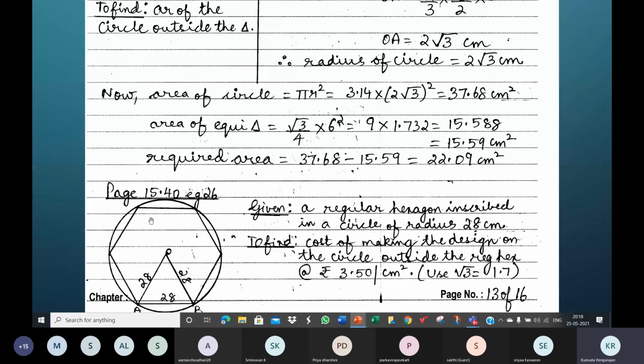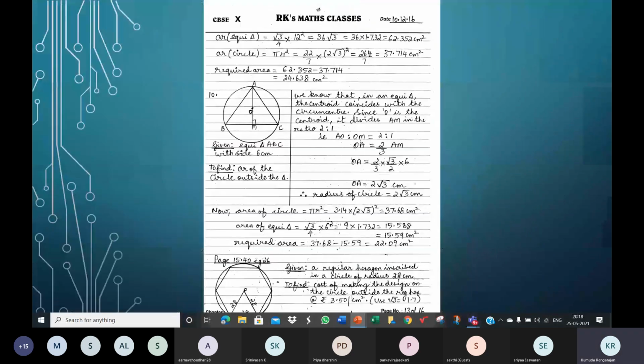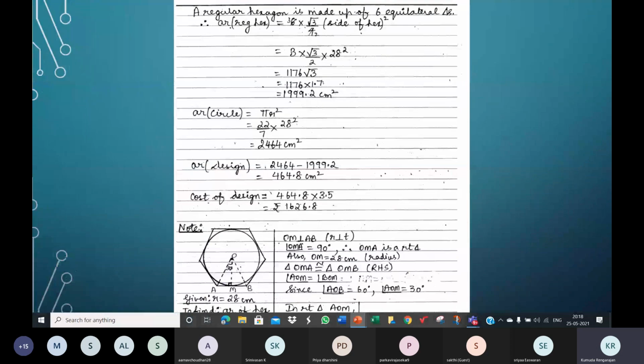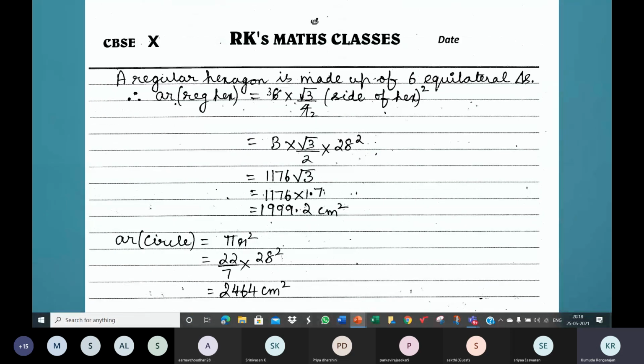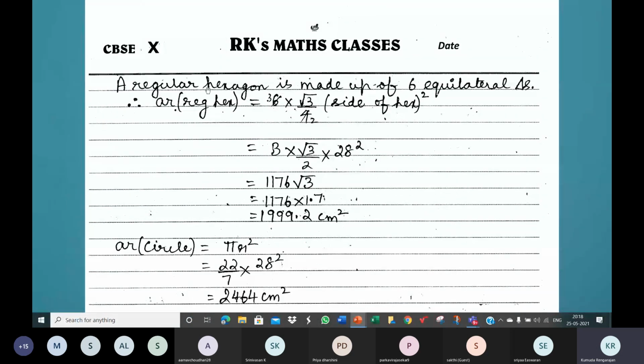So, to find the formula for the area of a regular hexagon. See here, a regular hexagon is made up of 6 equilateral triangles. Area of regular hexagon is equal to 6 into √3/4 into side square. That is the side of the hexagon. √3/4 into side square.